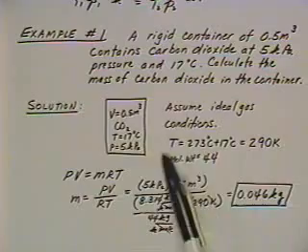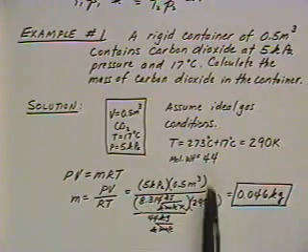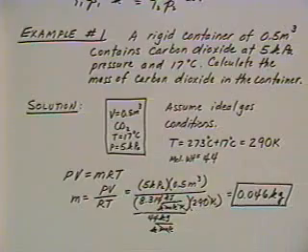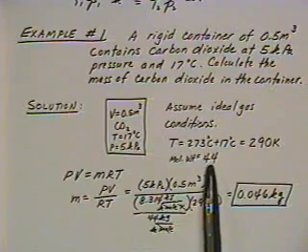Assume ideal gas conditions. Always remember to convert into metric, so into absolute temperatures, and so the temperature is 273 plus 17, or 290 Kelvin. Since we're working with carbon dioxide, you have to determine the molecular weight, and that can be found on page 52 in the reference manual.